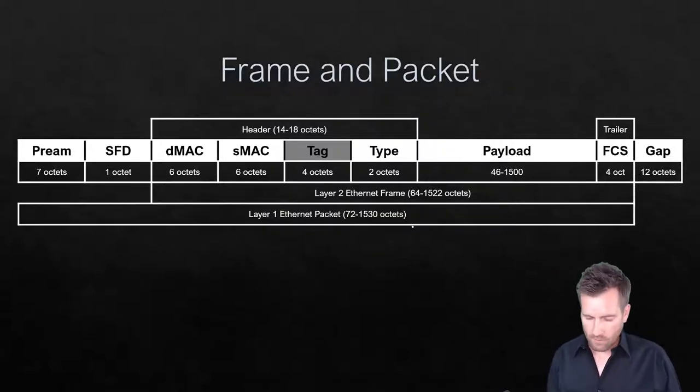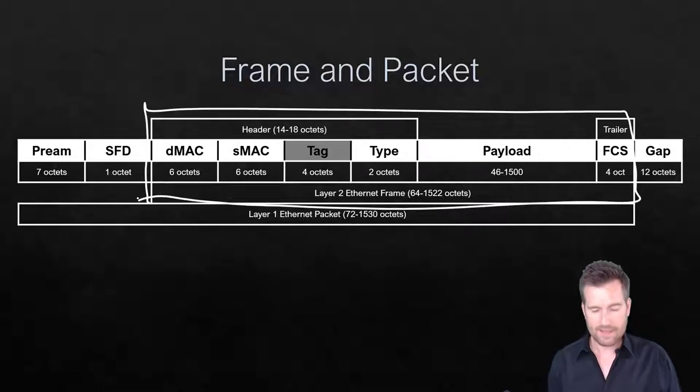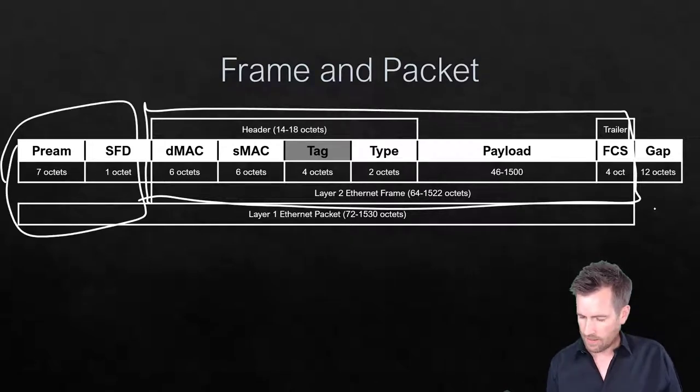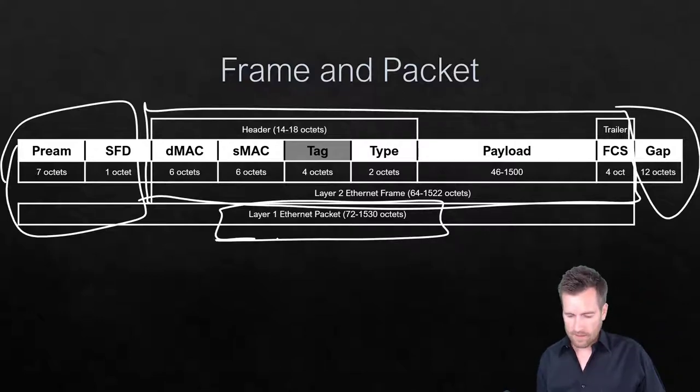So there you have it. We have the Ethernet frame right here that's being sent across. And then right before it's put onto the wire, we actually add a couple more things to this. We call that the Ethernet packet, the layer 1 Ethernet packet, and it can be anywhere from 72 bytes to 1,530 bytes.